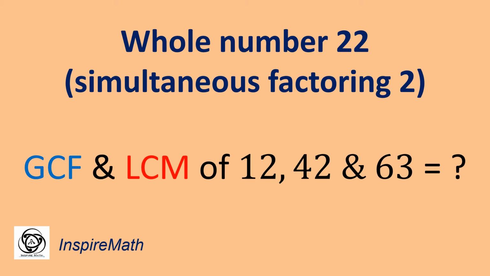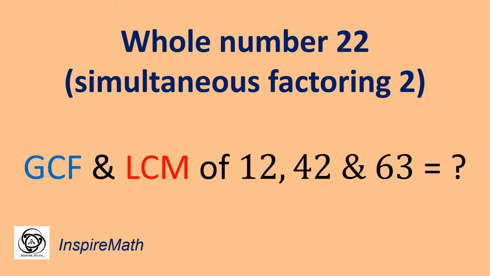Today we're going to study how to find the greatest common factor and the least common multiple of three whole numbers by simultaneous factoring. Some textbooks recommend you use a factor tree. Factor trees are alright if there are only a few factors, but short division is very systematic and easy to organize. So let's use short division instead.